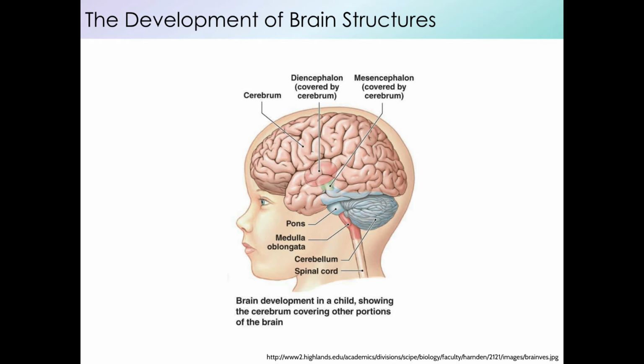Now that we have a picture of the anatomical organization of the brain, let's discuss the organization of cells of the spinal cord, the cerebellum, and the cerebrum.